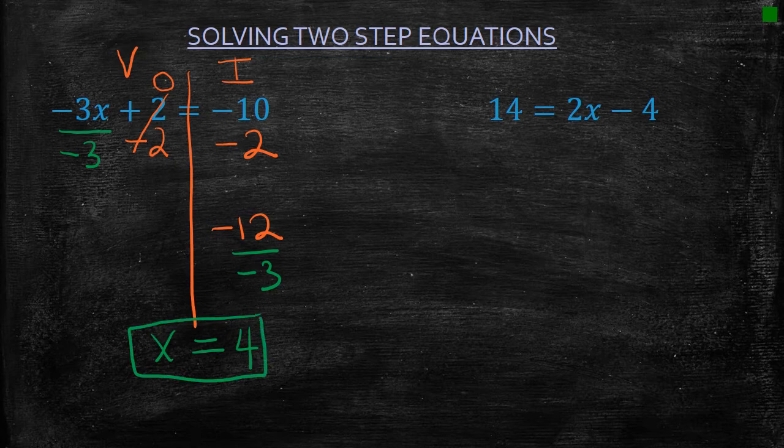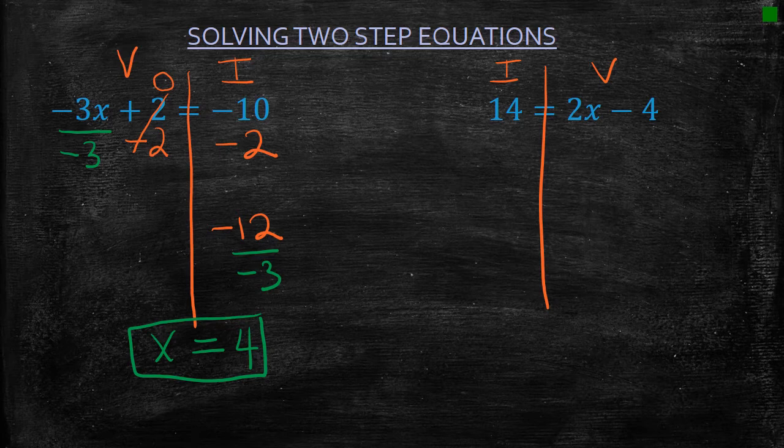Then we take a look at our second problem, and we're going to do the same thing. We're going to draw a line through our equal sign and label which sides are variables and which side are integers. Side 1 happens to be integers. Side 2 happens to be variables. And then you ask yourself what doesn't belong on the variable side. You notice that there's a negative 4.